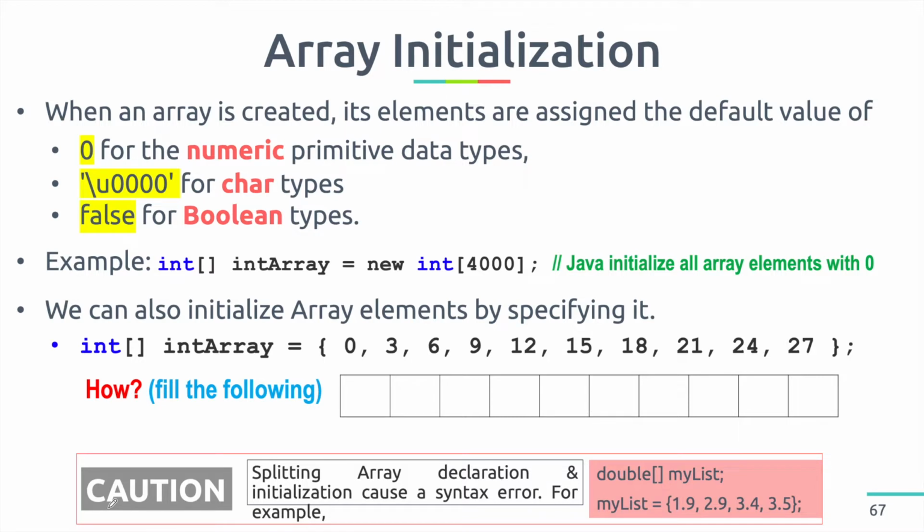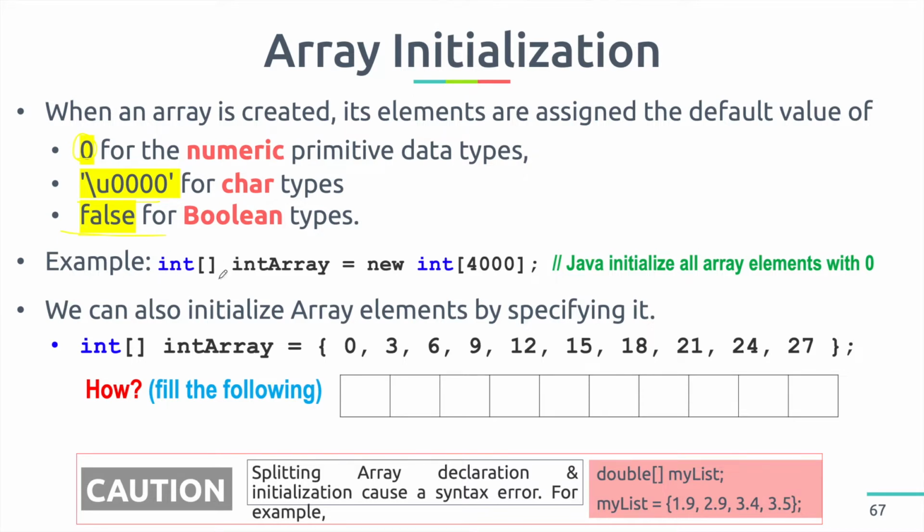So what is the default initialization of values in an array? If the array was defined in a numeric primitive data type, such as double, float, integer, then the default value will be 0. If it was a character, then the default value will be this value right here, which is the Unicode equivalent of null. And in Boolean, the default value will be false.